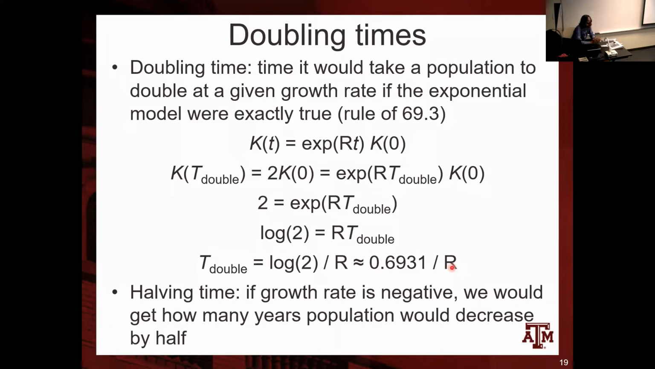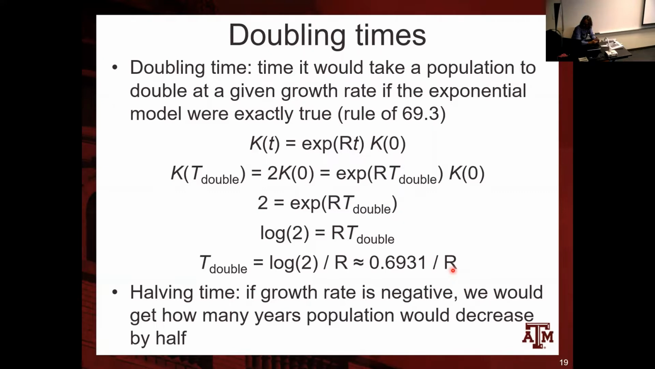And the example that I gave at the end of the last class was, let's think of a population growth rate of 1%. That means that the population is growing 1% per year. 1% in proportional terms is 0.01. So 0.7 divided by 0.01, if we have a population that's growing at 1% per year, and we expect this growth rate to be the same in the next years, we expect this population to double in 70 years from now. Okay?